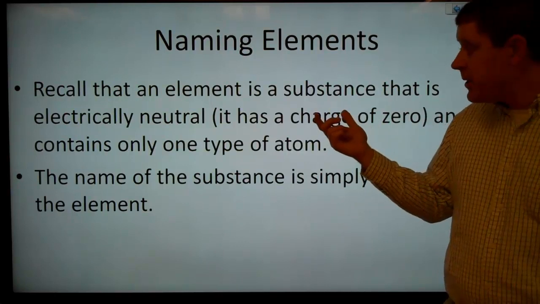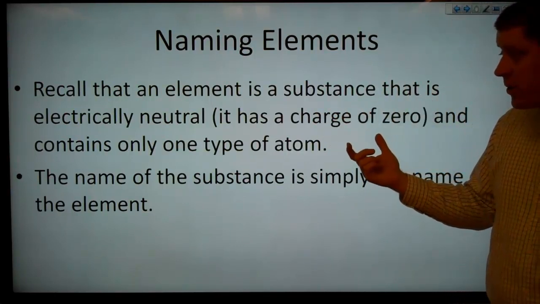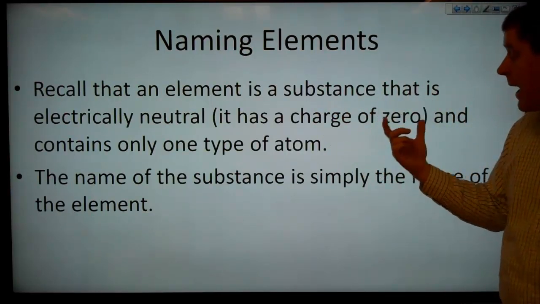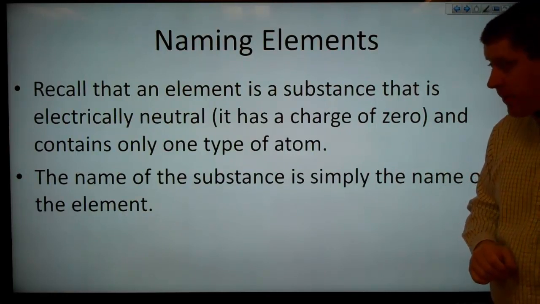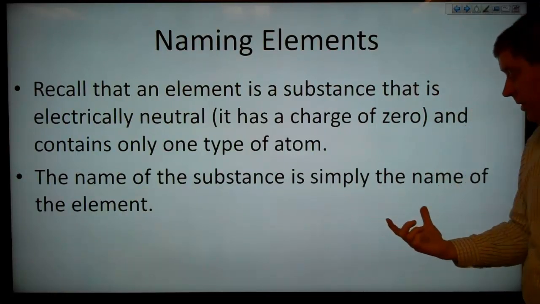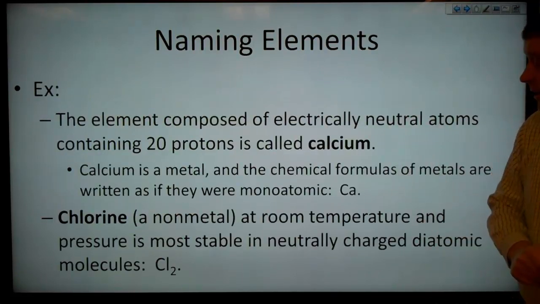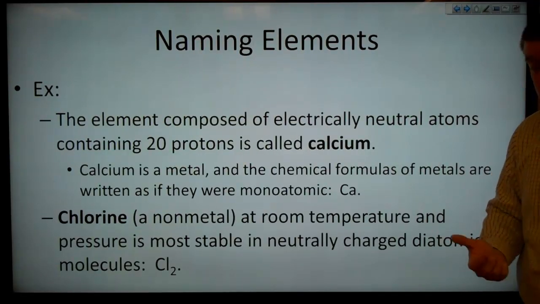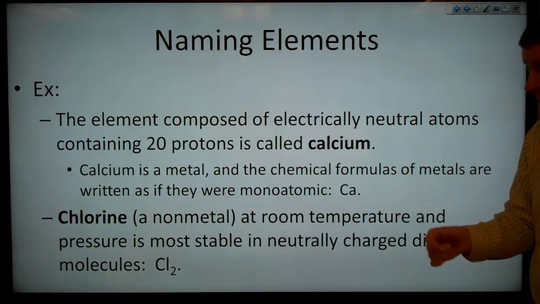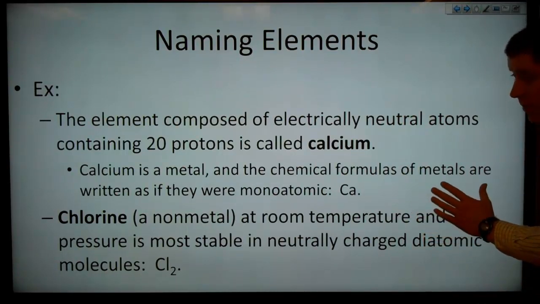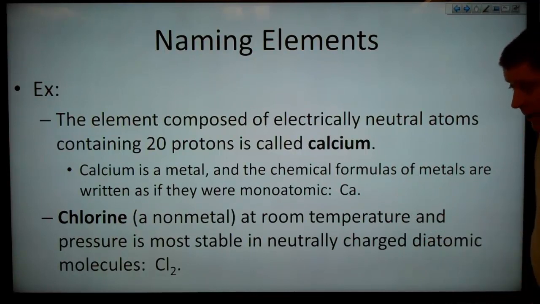Now recall that an element is a substance that is electrically neutral, which means it has a charge of 0, and it contains only one type of atom. The name of the substance is simply the name of the element. For example, the element composed of electrically neutral atoms containing 20 protons is called calcium. Calcium is a metal, and the chemical formulas of metals are written as if they were monoatomic, so just Ca.